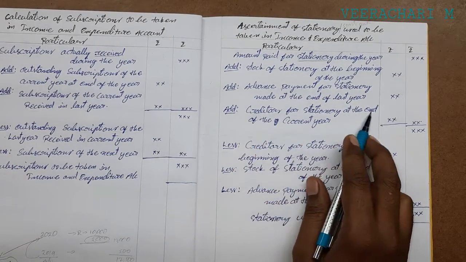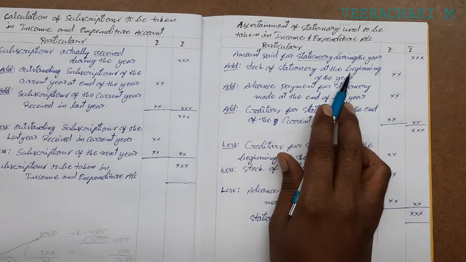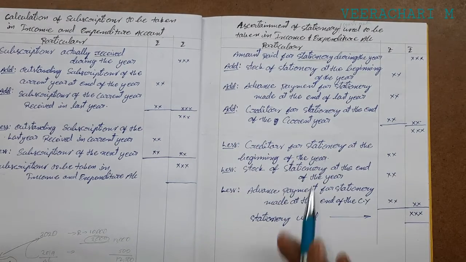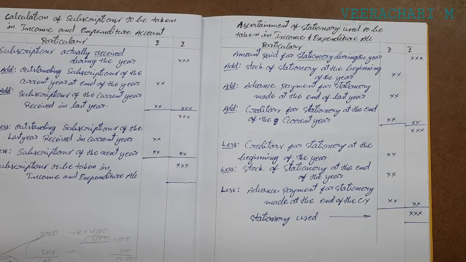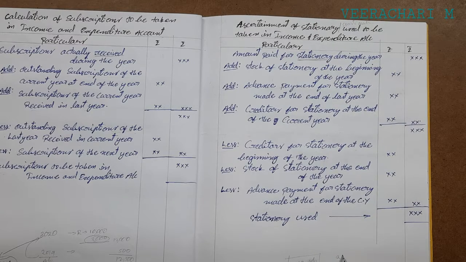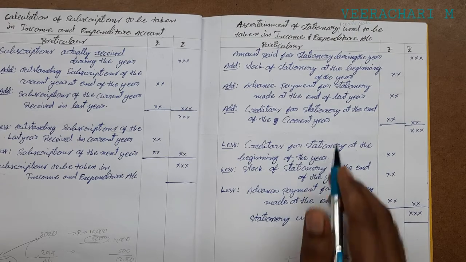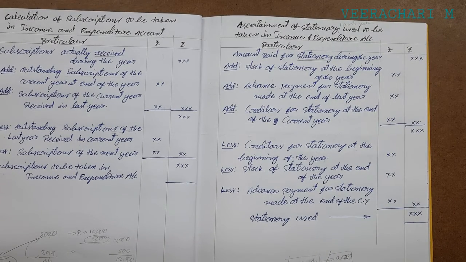Next, creditors for stationery at the end of the year. So stock of stationery at the beginning and creditors of stationery at the end, both should be added. And the advance payment of last year also. Advance in last year means it's current year. For example, an advance in 2019 is related to 2020. So that is the expenditure of 2020, and should be added to the current year amount paid for stationery.